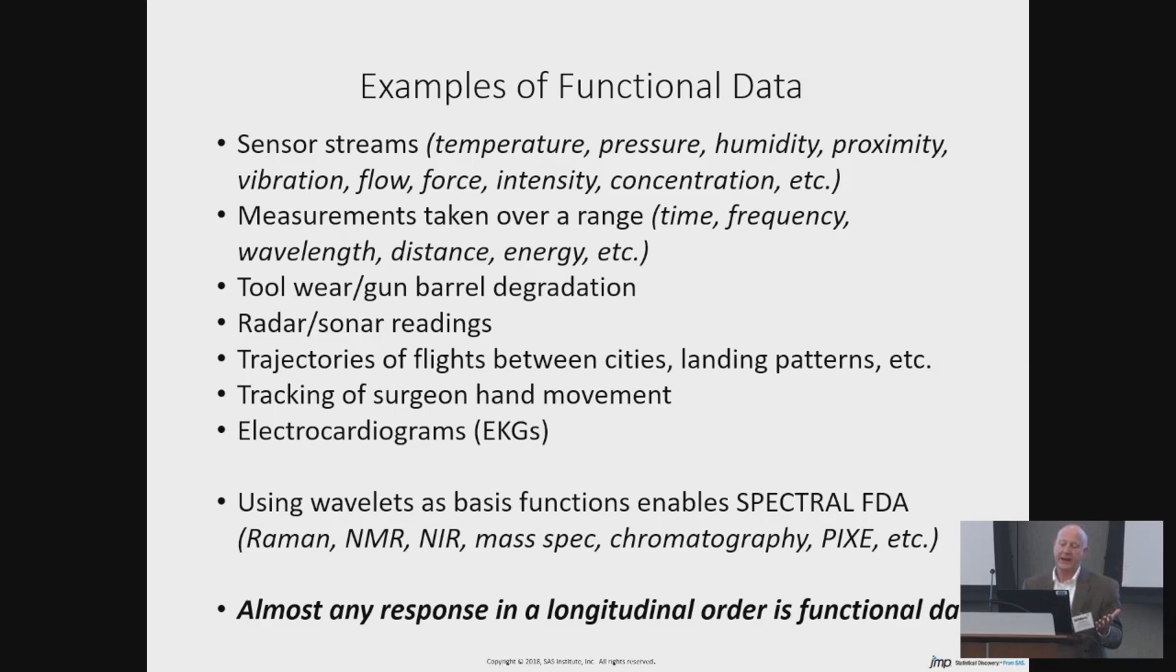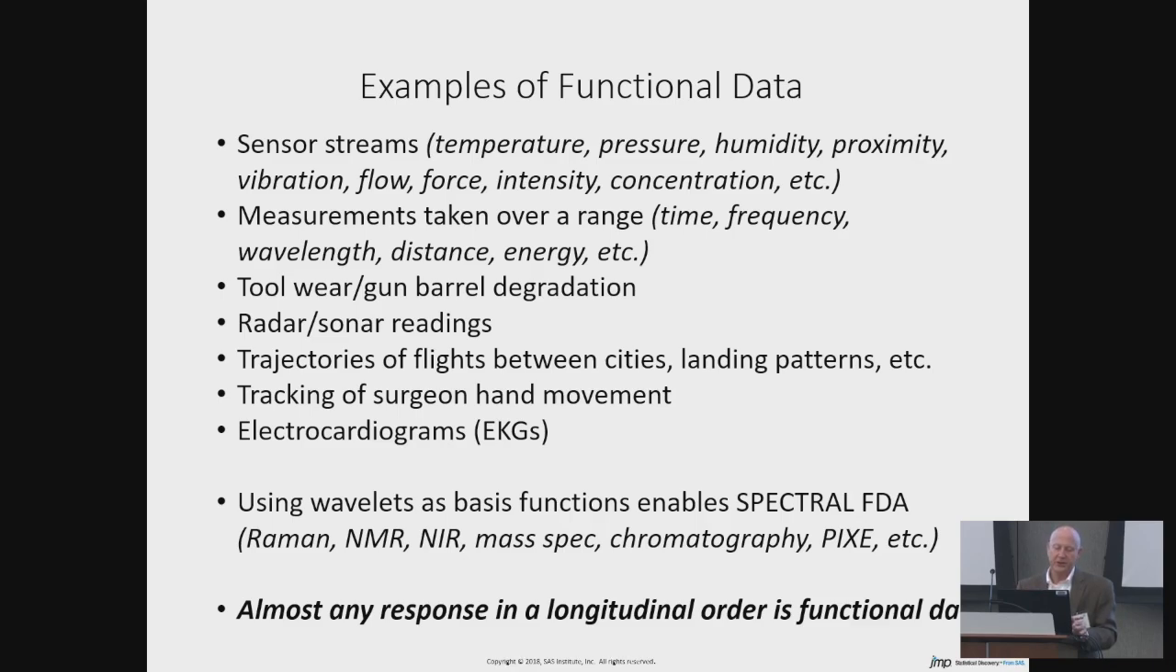The other type of data is when you have data that's taken over a range, things like time, frequency, wavelength, distance, energy, and now we start to get into spectral data. I actually have the list of them down at the bottom, but let me just take a quick check. How many people do Raman spectroscopy, NMR, NIR, mass spec, chromatography? Okay, hands are starting to go up. Spectral data can be a lot more complex, from my take on it, than what you often get with a sensor stream. And it turns out that wavelets really help with that type of analysis.